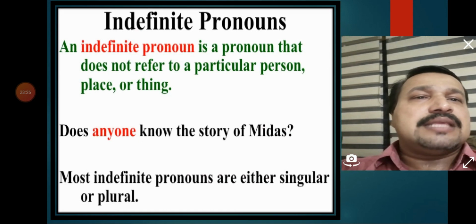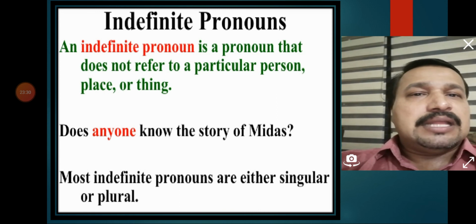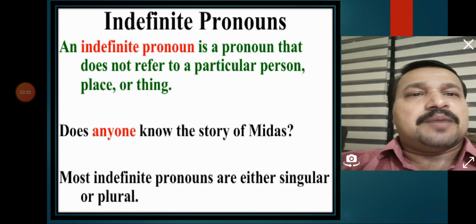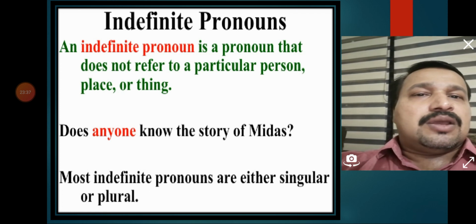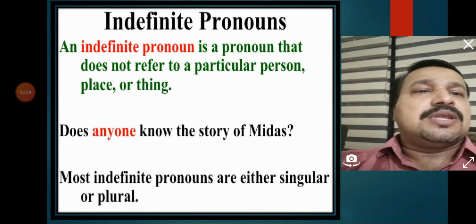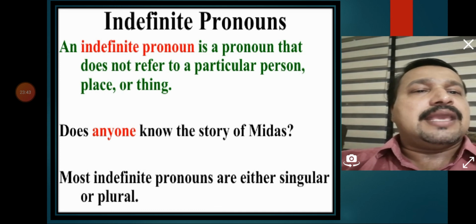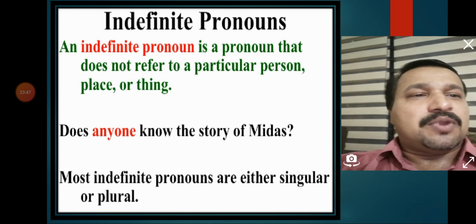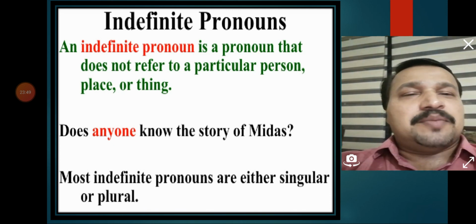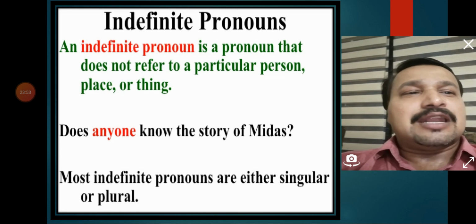The next one is indefinite pronoun. An indefinite pronoun is a pronoun that does not refer to a particular person, place or thing. Does anyone know the story of Midas? Most indefinite pronouns are either singular or plural. They are called indefinite pronouns because the person who does this action is not definite, is not clearly defined.